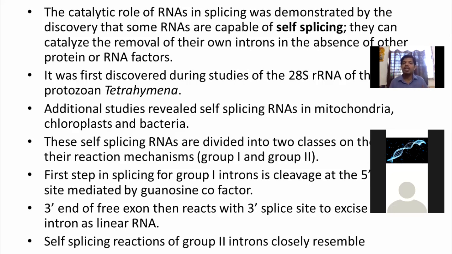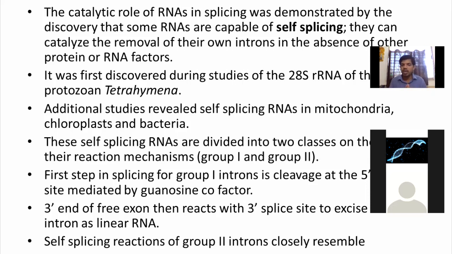But we know that there are certain RNA molecules that will carry out splicing without taking the help of any protein or any factors. It was first discovered in Tetrahymena, during the studies of 28S RNA of the protozoa. Additional studies showed self-splicing RNAs in mitochondria, chloroplasts, and bacteria also.